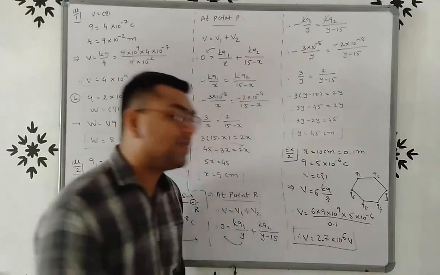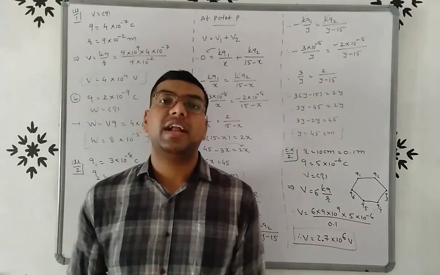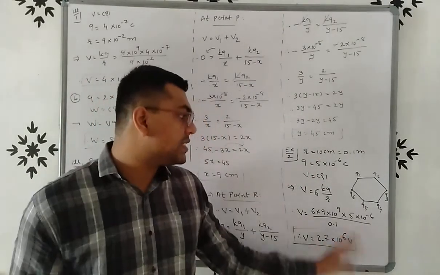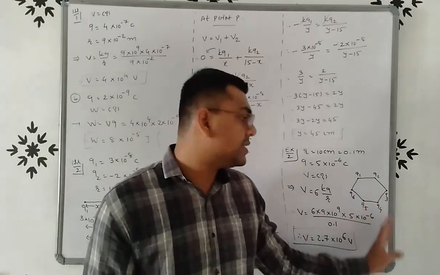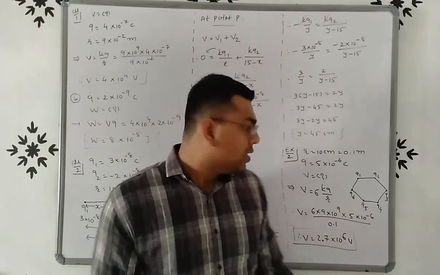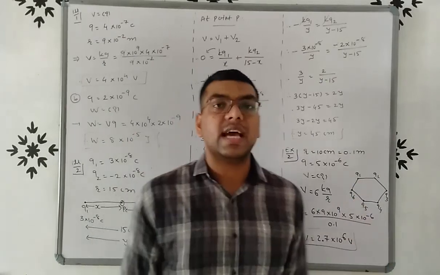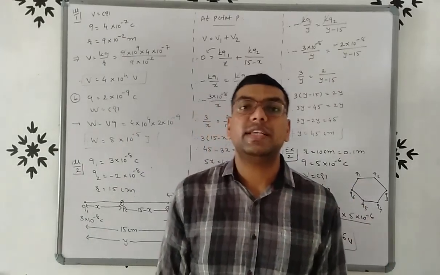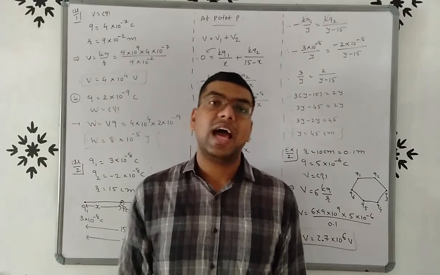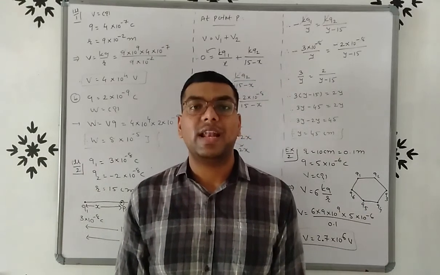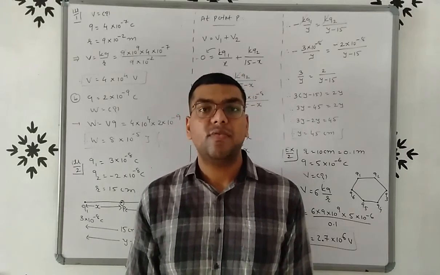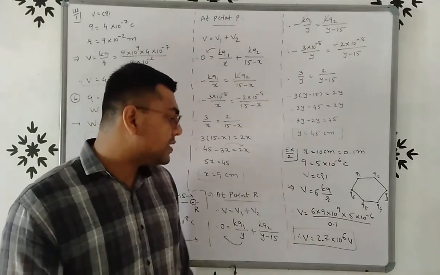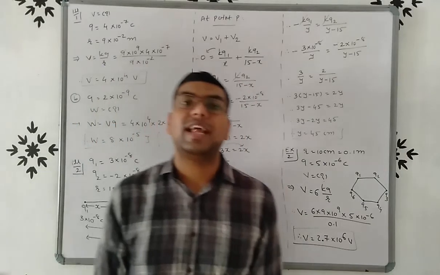So friends, this is a very easy example. We have to find the potential for this hexagon. We know that a hexagon has 6 sides, so the total number of charges is 6. So V is equal to 6KQ by R. We know the values of K, Q and R, so we can easily find the potential V. So V is equal to 2.7 into 10 raised to 6 volt.